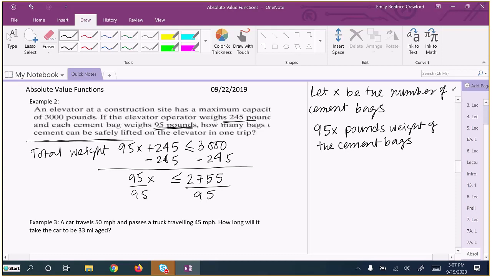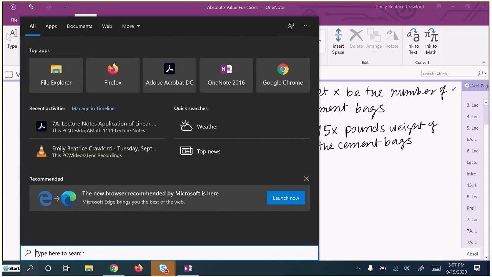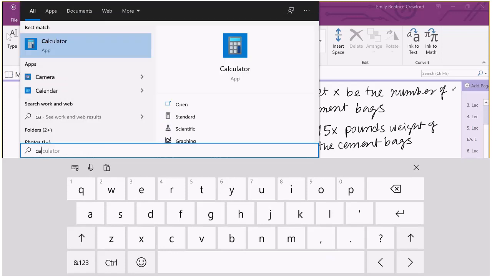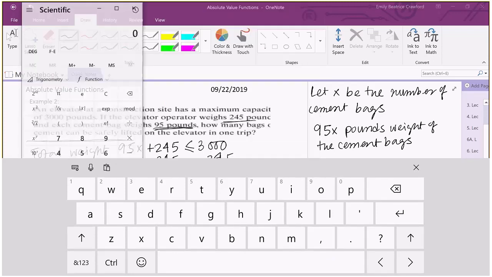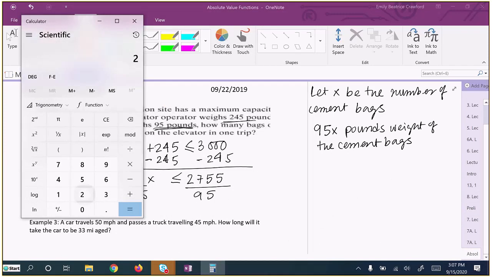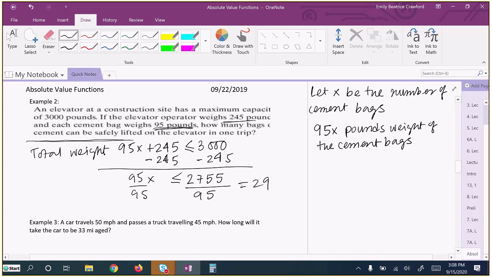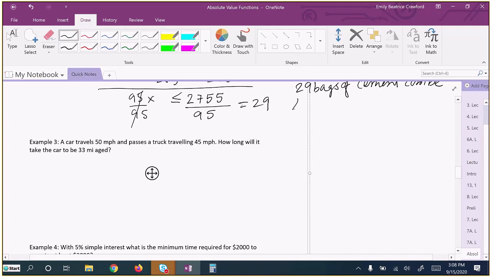So let's go to a calculator to do the rest of the work for us. So this division, I will just use a calculator. So it's 2755, and then I divide it by 95. So I get 29. And that kind of answered my question. The question asked how many bags of cement can be safely lifted. So we'll say 29 bags of cement can be safely lifted.